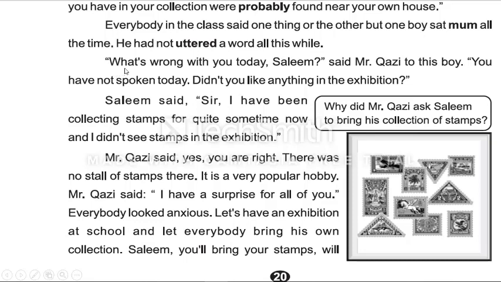Now goes the next question. "What's wrong with you today, Salim?" Mr. Qazi said to this boy. He said, what's wrong? What is the problem with you today, Salim? Okay, and that boy was Salim, who hadn't uttered a word all the time. "You have not spoken today. Didn't you like anything in the exhibition?"